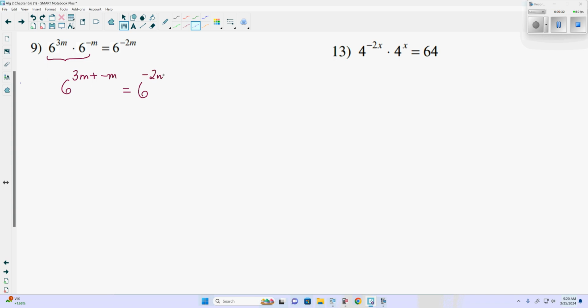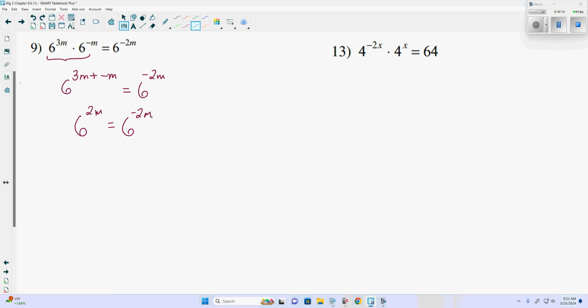Because if we have like bases, we can add the exponents. When we multiply like bases, we add the exponents. So really, our 3m plus negative m is just 6 to the 2m. If we have like bases being multiplied together, we can add the exponents. So really, what we want to try to do is get the bases to be the same and get one of them. So if it's two like bases being multiplied together, we just add the exponents.